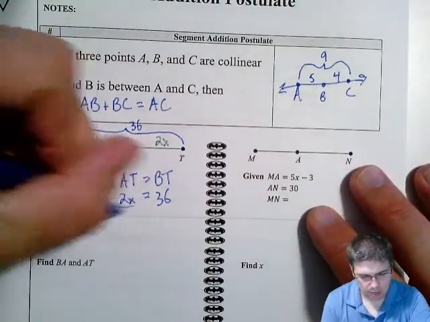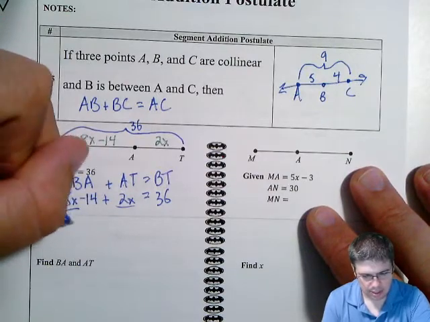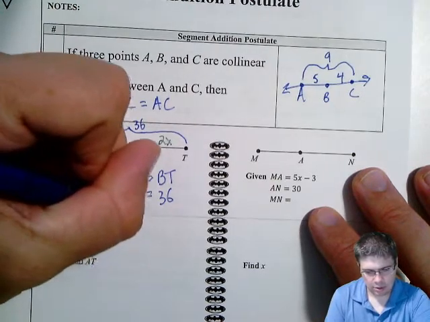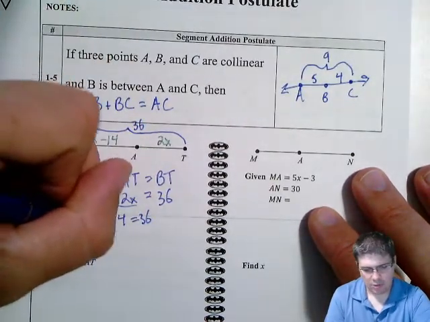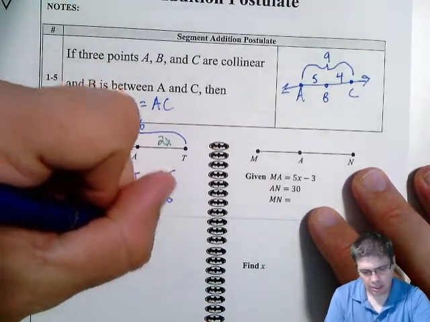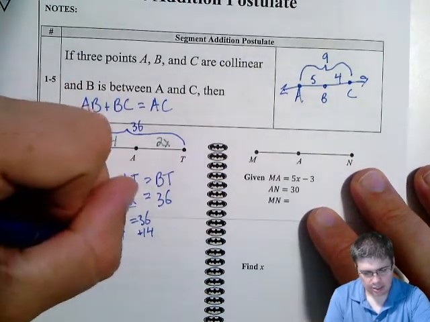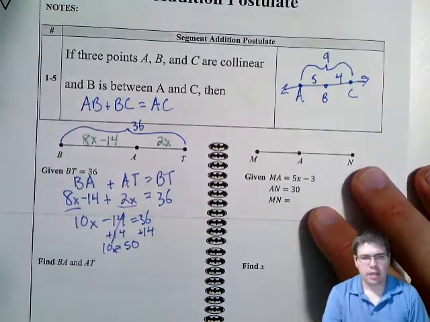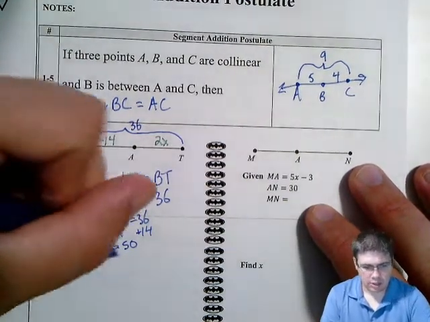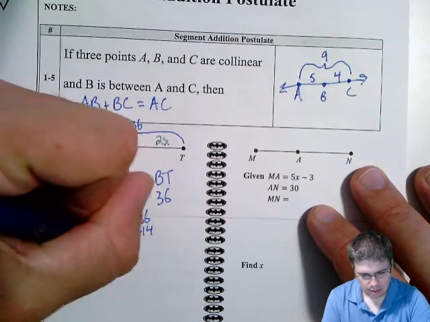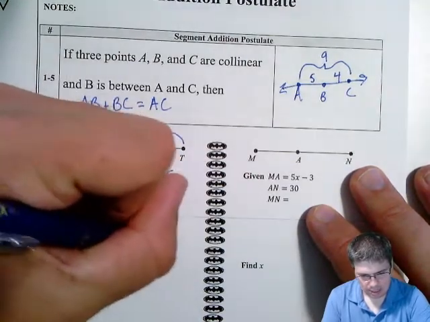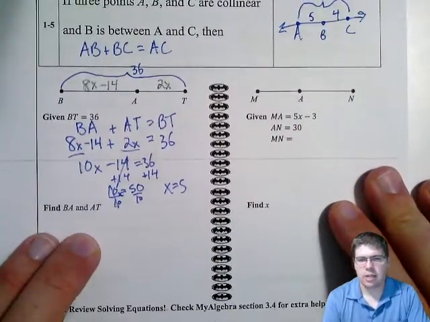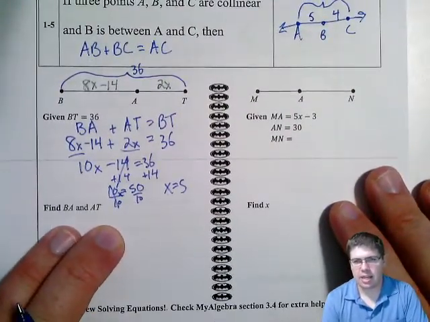We can combine those like terms right off the bat and get 10x minus 14 is equal to 36. Add the 14 to both sides. Canceling, 10x is 50, and then we divide by 10 and get x is 5. That's not the answer to the question. Ultimately, what they want us to find is the measure of BA and AT.